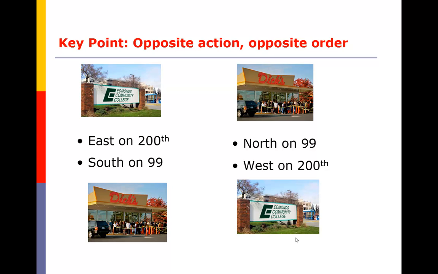And then also notice you do the opposite order, because it would not make sense for me to drive out of Dick's parking lot and go west on 200th. I just can't get there. So that's why the 99 and the 200th have to change order, because that's the only way it would make sense. And so what we're looking at here is inverse functions: opposite action, opposite order.